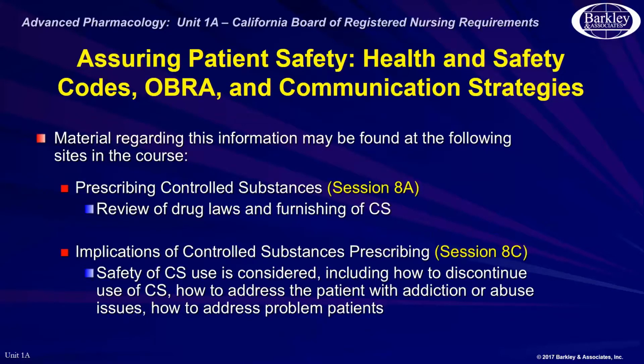So assuring patient safety, health and safety codes, OBRA, and communication strategies, again, primarily found in session 8A, but the implications of controlled substances prescribing is also reiterated in session 8C, where we really look at certain patient populations and also where we can look at patients who struggle either with addiction or abuse issues and how to address problem patients as well. So those things are followed up in that unit, and that can also be something where we can further counsel patients who may be struggling with additional drug issues.